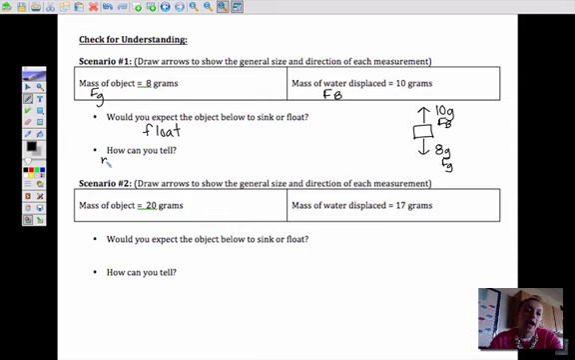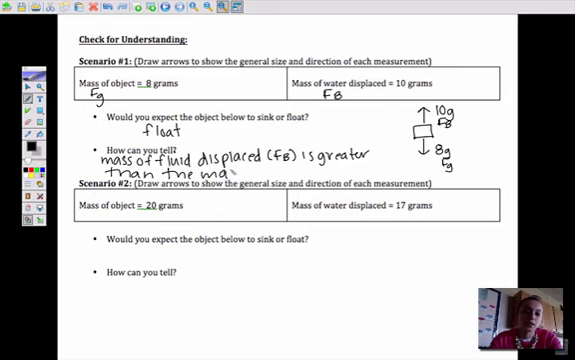So the mass of fluid displaced, which is our buoyant force, is greater than the mass of the object. So again, if the mass of our object is less than the mass of the water displaced, it's going to be floating. And then we can move on to the next one.